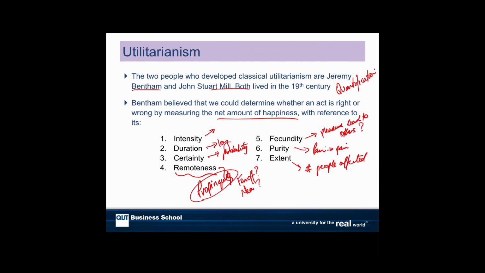The summary here is that there are a lot of dimensions that we need if we're going to calculate overall happiness. In fact, he called this the hedonistic calculus, which was the technical name that he gave for it. But we have these dimensions when we're measuring utility or happiness.